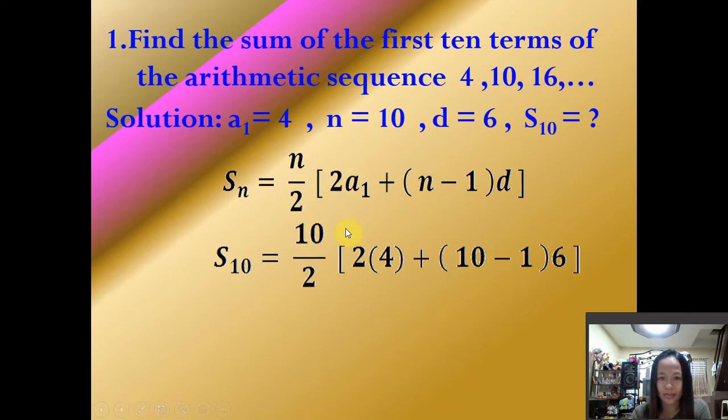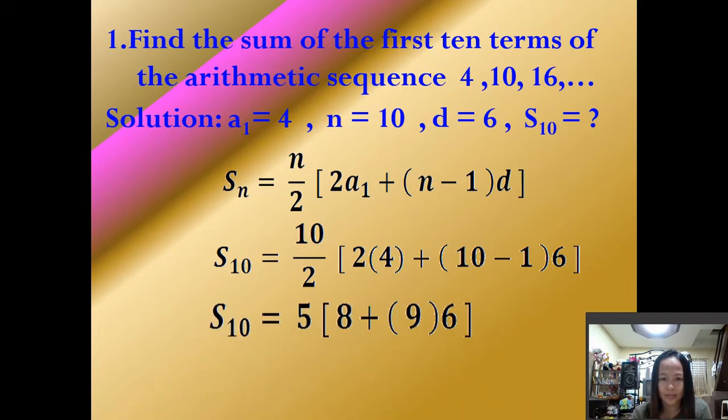Then we have 2. Just simply copy 2. And then our first term here is 4. Plus our n again, that is 10. That is 10 minus 1 times d. Our common difference is 6. So we will replace d with 6. Simplifying, we come up with this step.